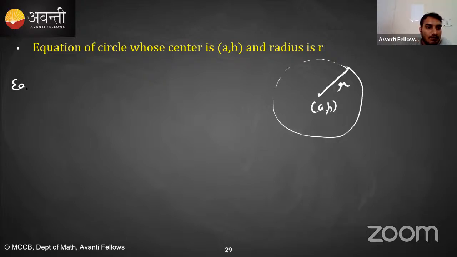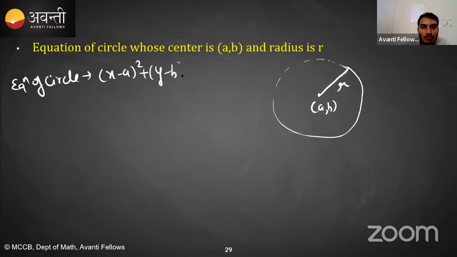So the equation of circle can be given as x minus a ka whole square plus y minus b whole square is equal to r square. Simple. Is this clear? It's just using the distance formula, that's all. It is how we find the locus, right? The same way. But you should be able to directly say that if the center is a comma b and radius is r, then the equation of circle is nothing but x minus a ka whole square plus y minus b whole square is equal to r square.